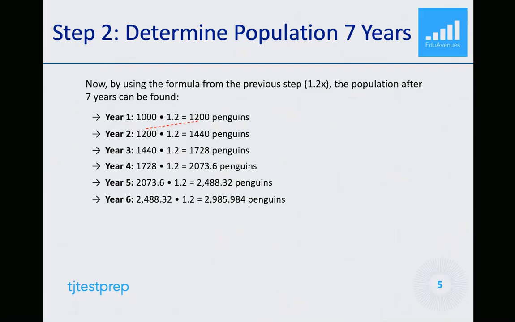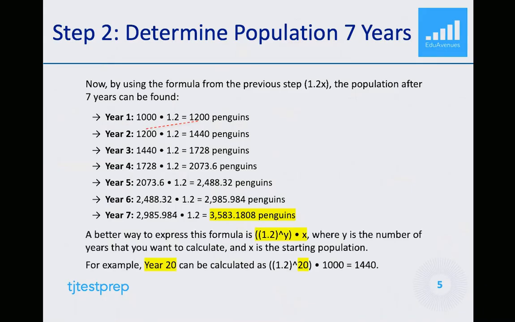At the end of year 6, we would have 2,986 penguins, again after rounding up. At the end of year 7, we would have a total of 3,583 penguins remaining. This answers the question of how many penguins will there be after 7 years.